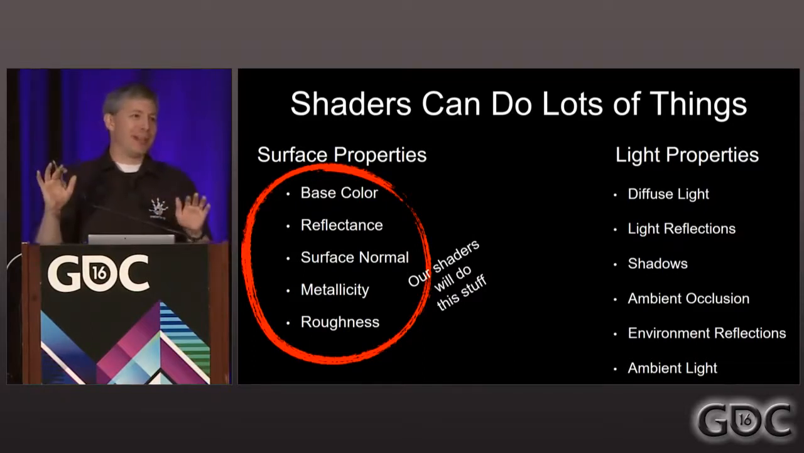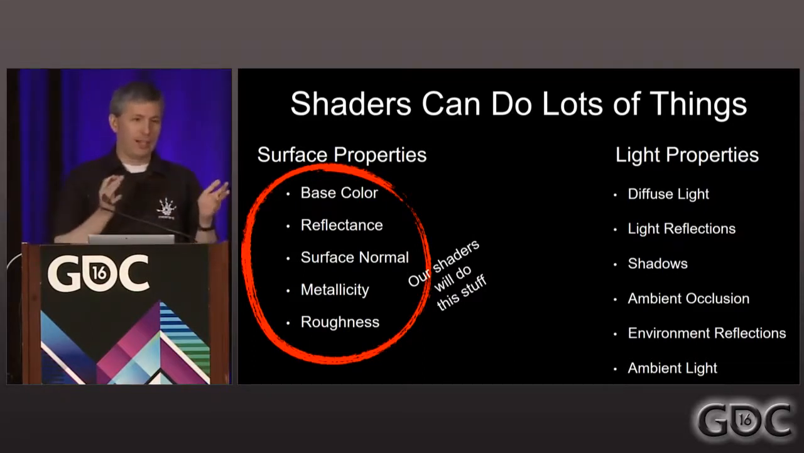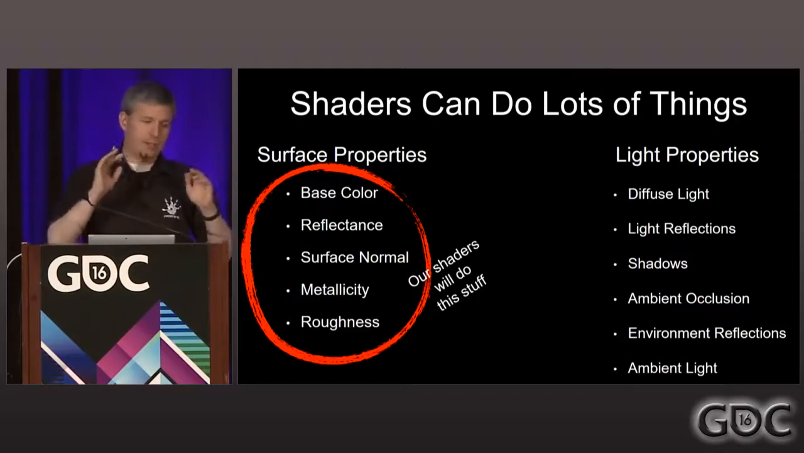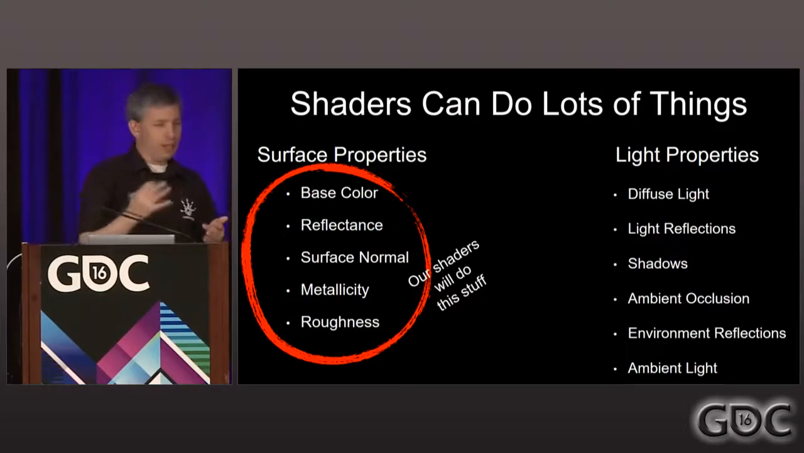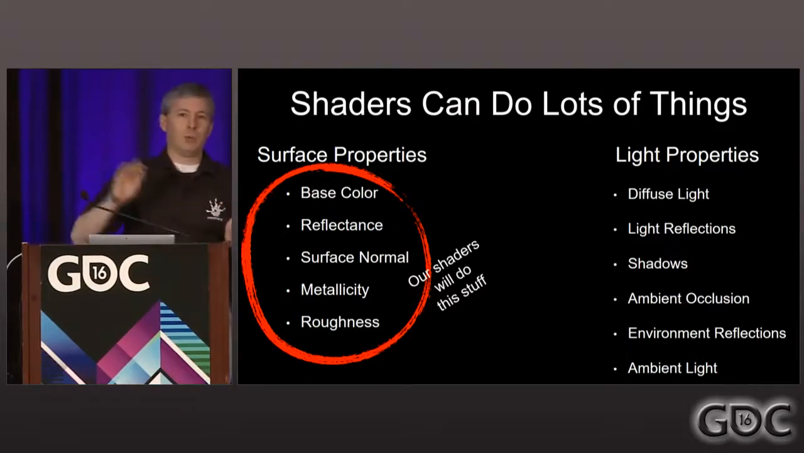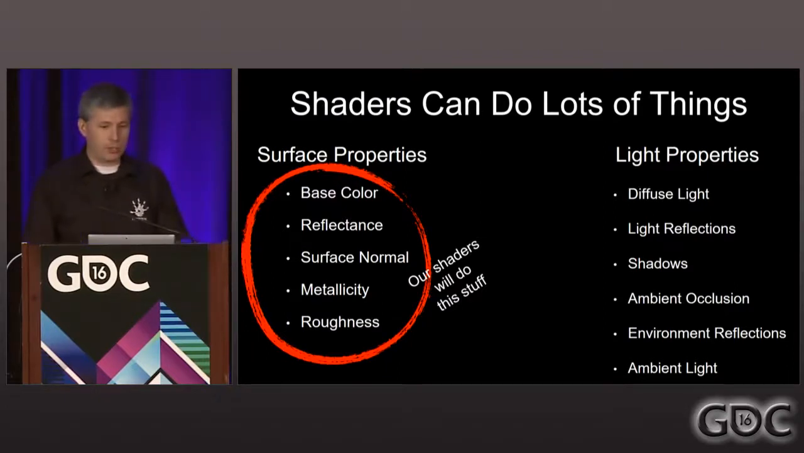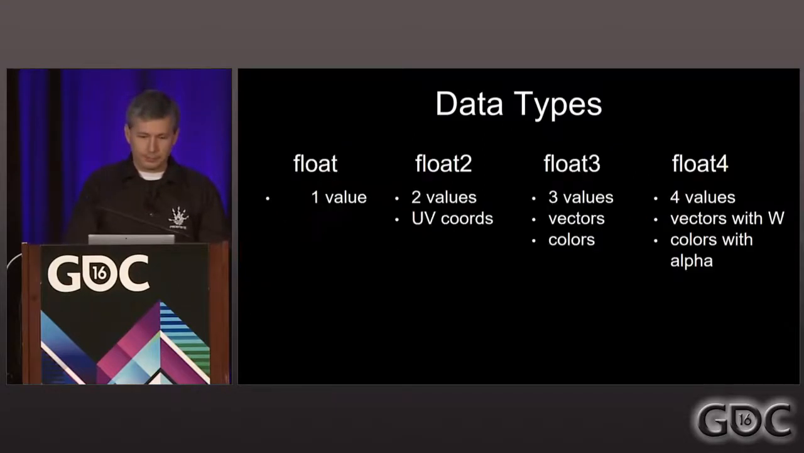What we want to do is write shaders that determine what color is the surface, how reflective is the object, is it metallic or not, these kinds of properties on each object. And then we'll let the game engine do the lighting. So the shaders we're going to focus on today determine the surface properties for the model.